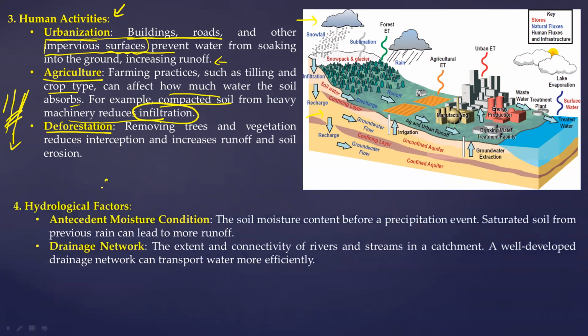Then hydrological factors. When you talk about structure and hydrology, antecedent moisture condition is very important. Soil moisture is very important. If soil moisture before the rainfall is very high, it is already saturated, so there will be more runoff. But if the soil does not have enough moisture content, it will absorb more and more. It all depends. Then the drainage network, obviously: the extent and connectivity of rivers and streams within the catchment.